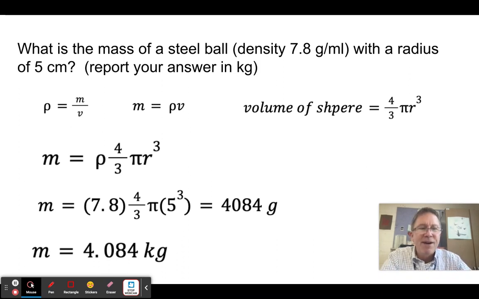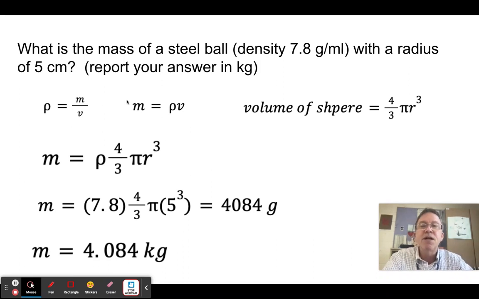You know how to calculate density. You can look at the slide presentation of this, but I think we all know how to calculate. Okay, so if I said, what is the mass of a steel ball that has a density of 7.8 grams per milliliter and a radius of 5 centimeters? Report your answers in kilograms.